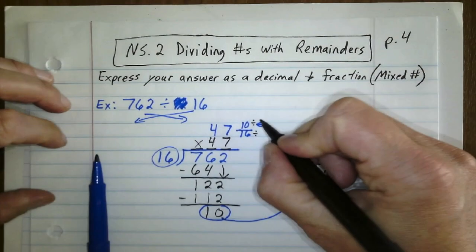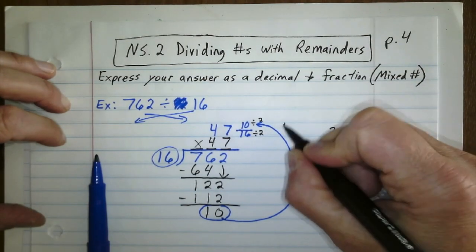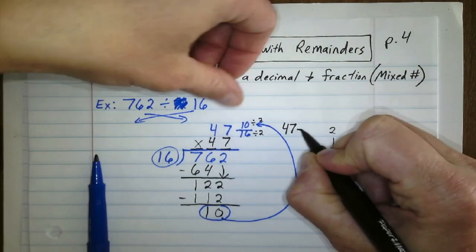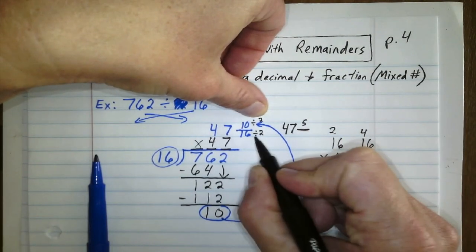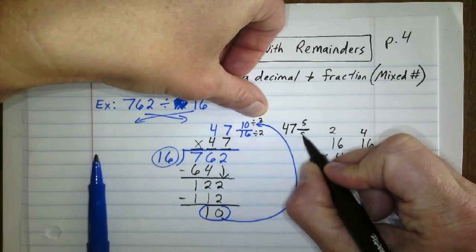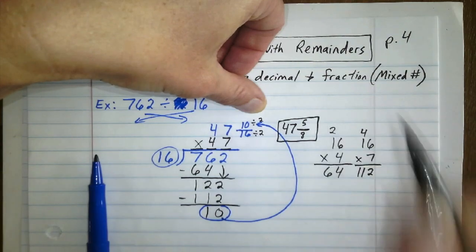And if you divide both by 2, then my new answer ends up being 47, and now my fraction gets smaller. 10 divided by 2 gives me 5. 16 divided by 2 gives me 8. So one of my answers, a mixed number, is 47 and 5/8.